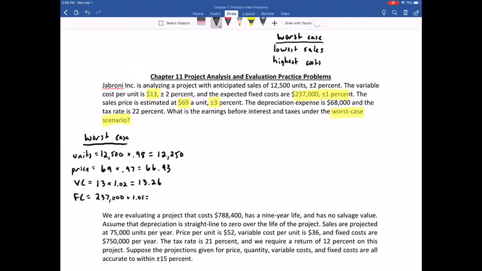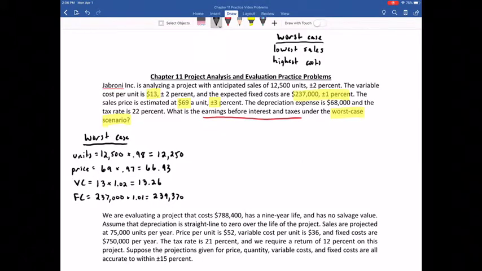So my fixed costs under a worst case scenario would be $239,370. So all I've done right now is figure out what the worst case values would be based on these different ranges that are provided for each of my inputs. Now the question is asking, what is my earnings before interest and taxes? So they are looking for my operating income on my income statement.